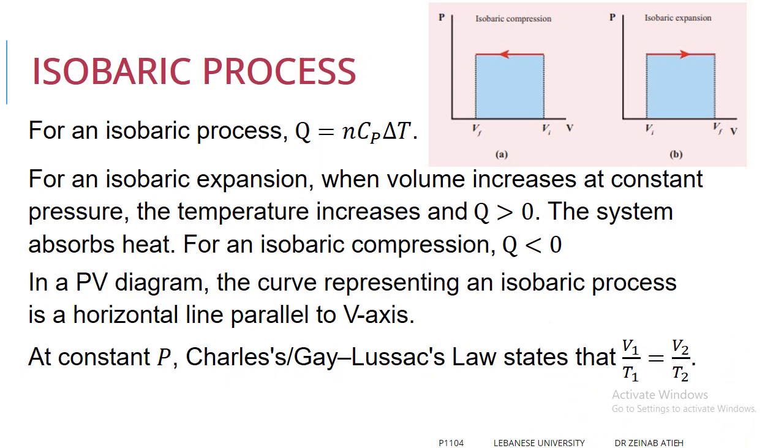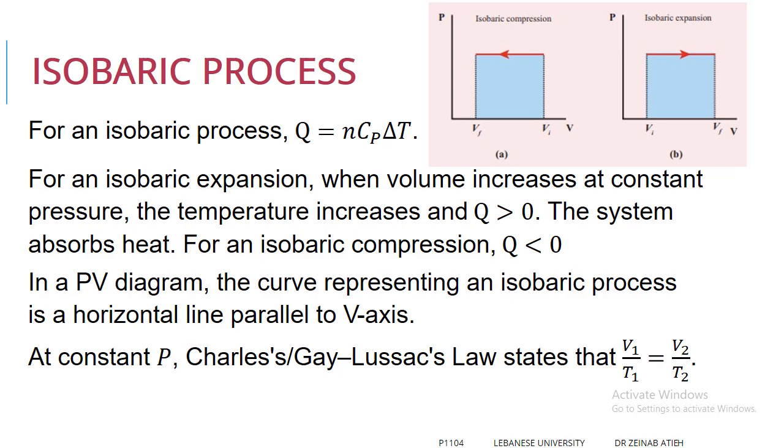Now let's move to an isobaric process. In the case of an isobaric process, the calculation of work is already done. It's P delta V, it's easy: P times V2 minus V1. The calculation of heat is also easy, because we have the constant Cp. So Q is simply n Cp delta T, where Cp is the constant measured at constant pressure.